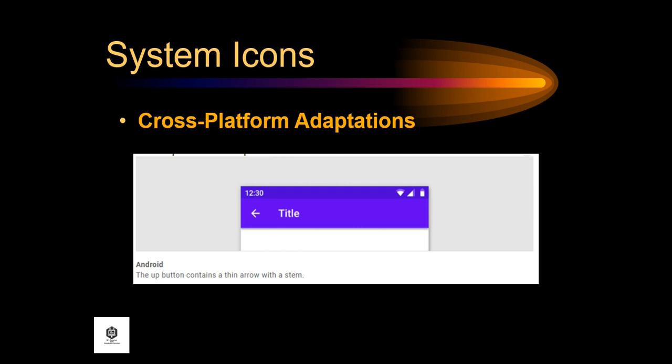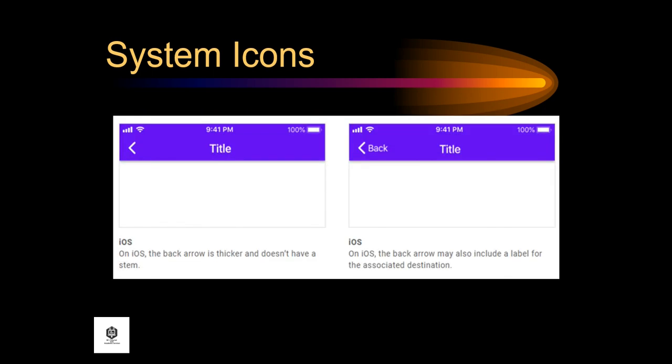Cross-platform adaptation, for example, is the Android. The up button contains a thin arrow with a stem. Example image for the iOS. On iOS, the back arrow is thicker and doesn't have a stem. Then on the right image, on iOS, the back arrow may also include a label for the associated destination.